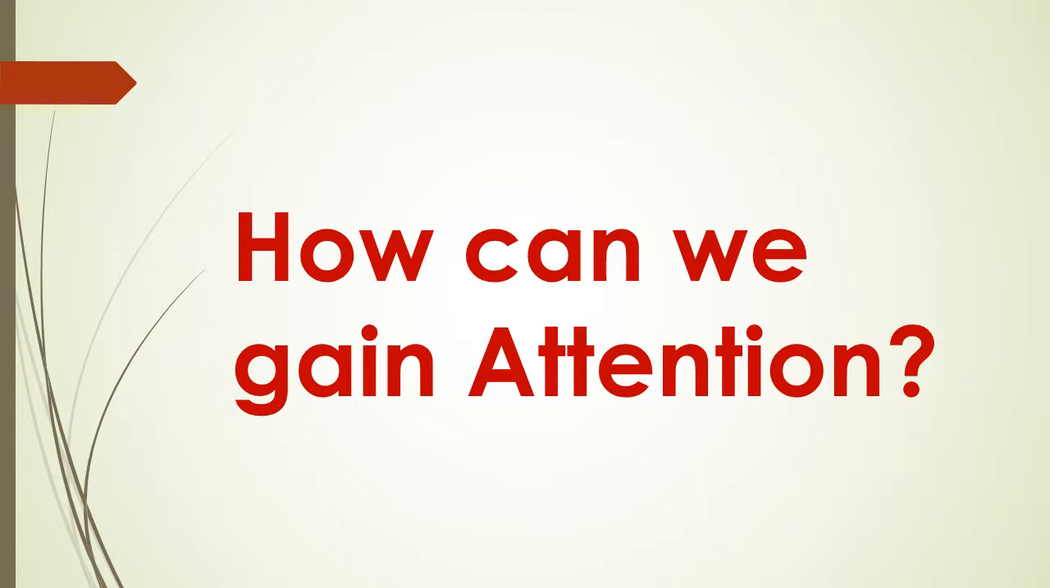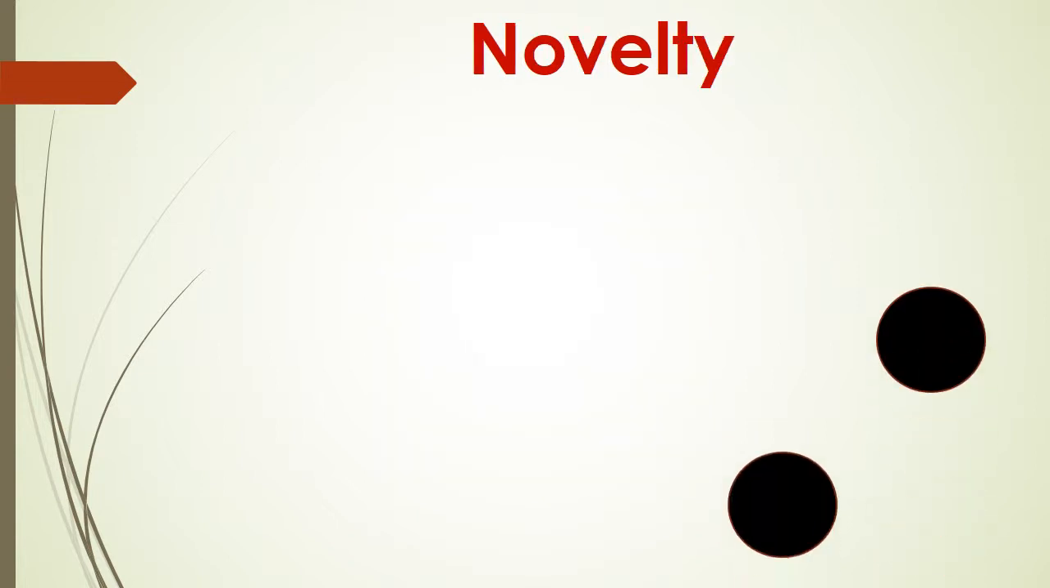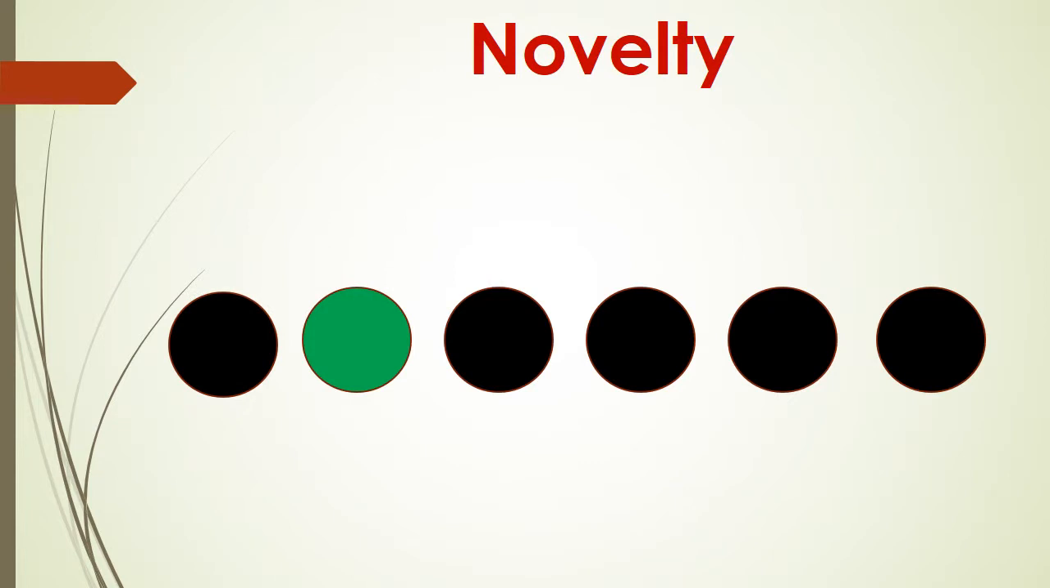So how do we gain attention? Here are 6 common ways of doing it. Establish a need. If you need to pass a test to graduate, you're more likely to pay attention in the review session. Novelty. Something new and out of the ordinary will catch our attention more than something that's not.